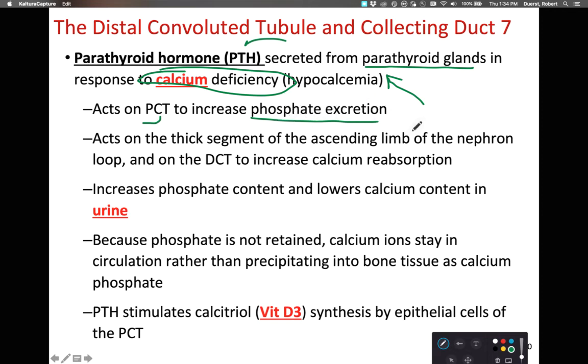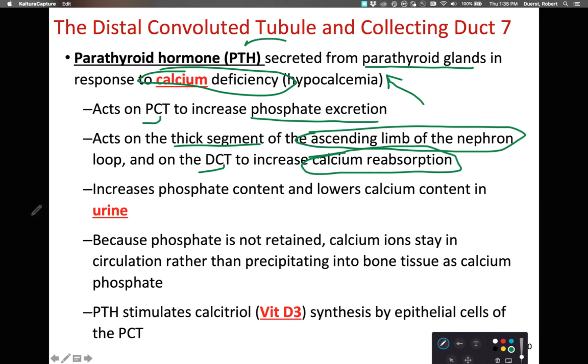And that's something we'll need to do because we get the calcium we need from our bones. So as we are going to work on our bones, to dissolve our bones, to get more calcium in our blood, we also are going to release more phosphate into our bloodstream. And we need to get that phosphate out somehow. The parathyroid hormone is going to act on the thick segment of the ascending limb of our loop of Henle or nephron loop, and also on the distal convoluted tubule, so that we also reabsorb more calcium from the urine.